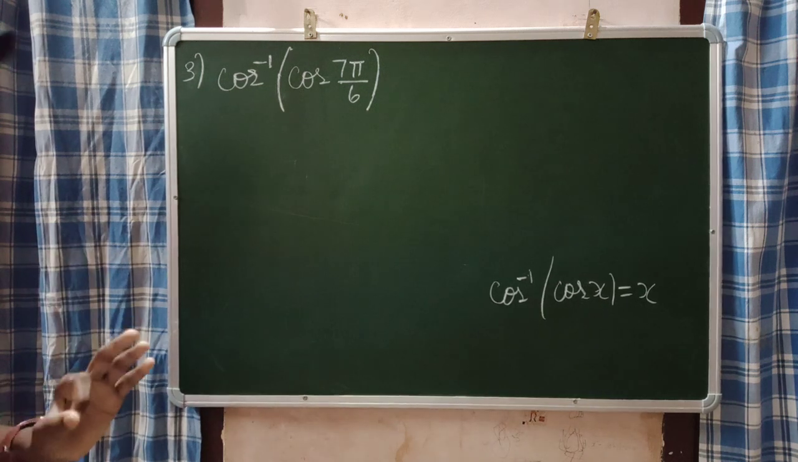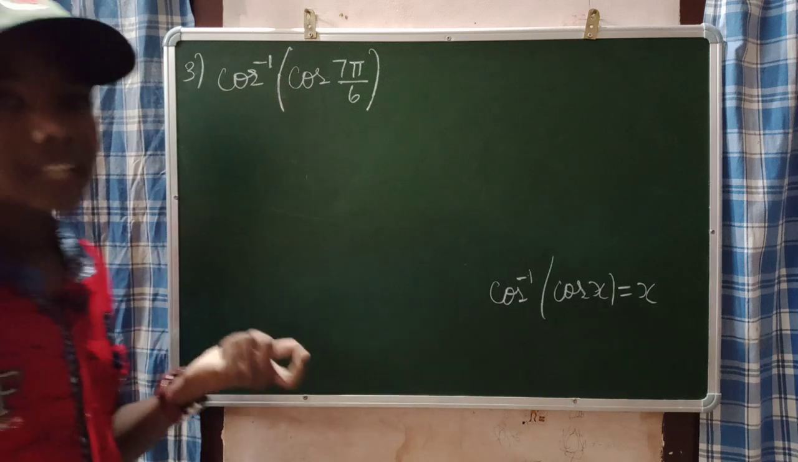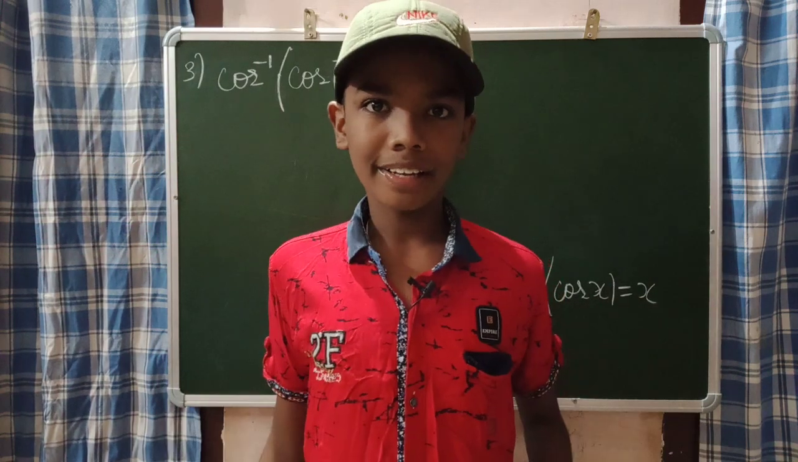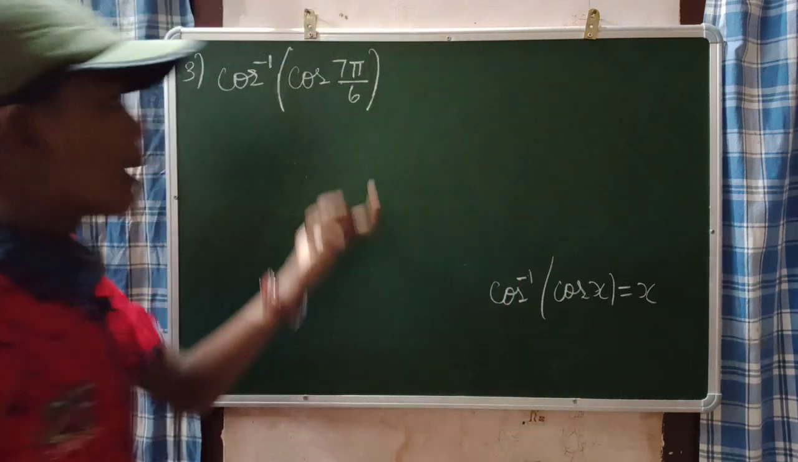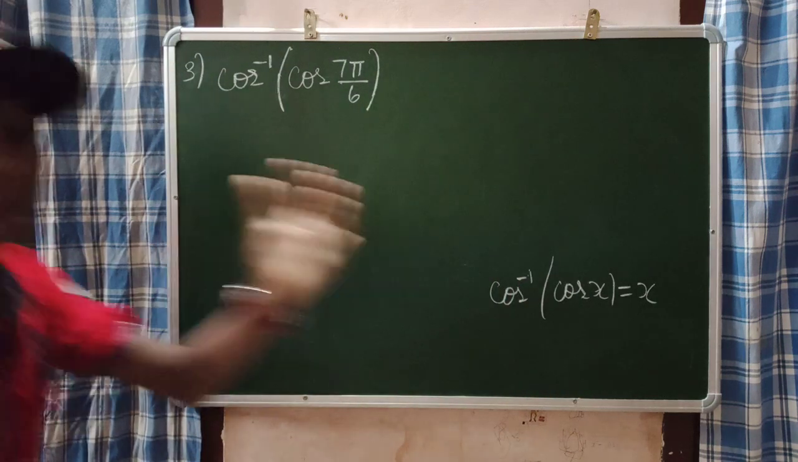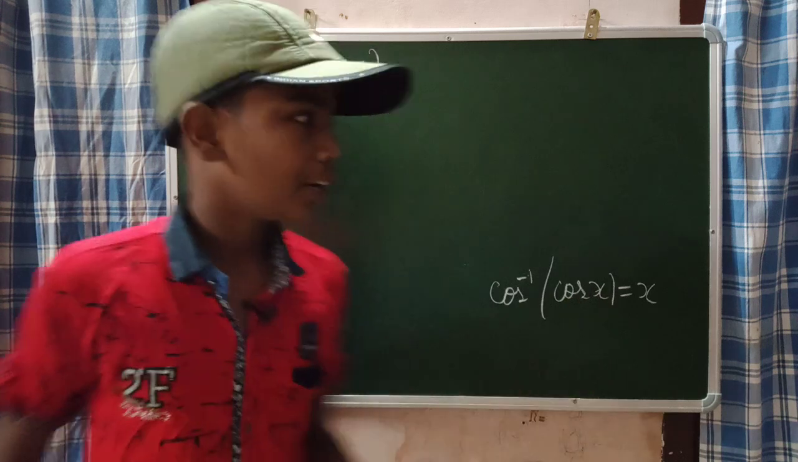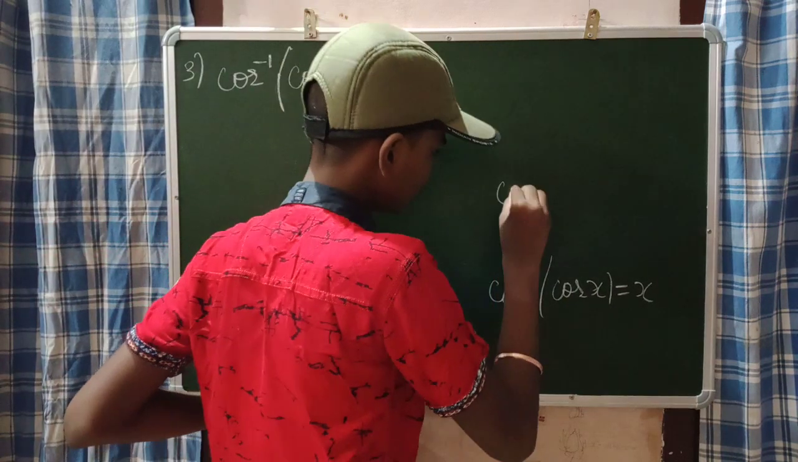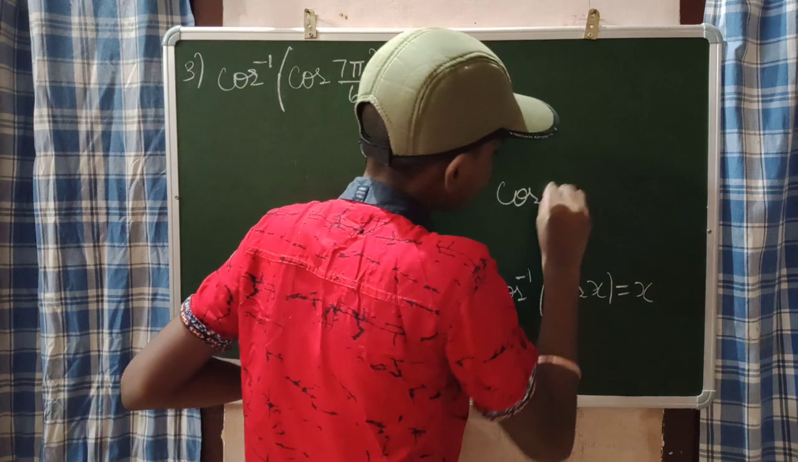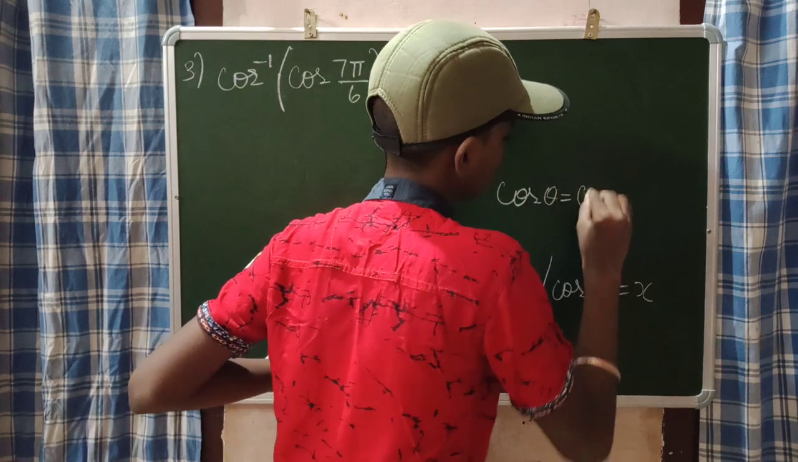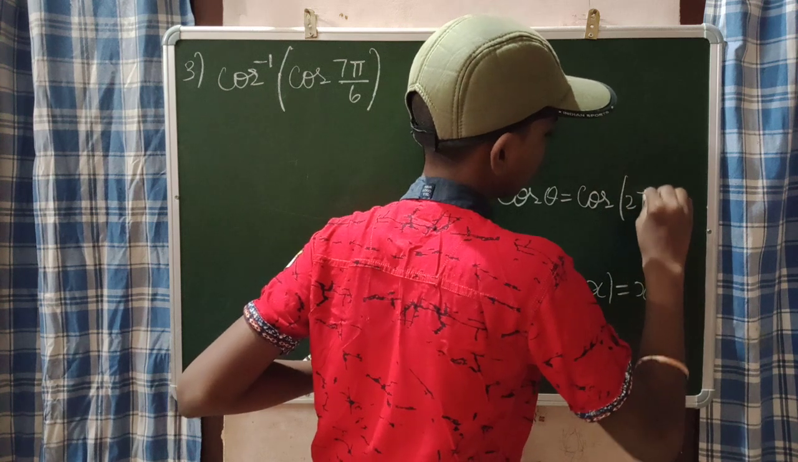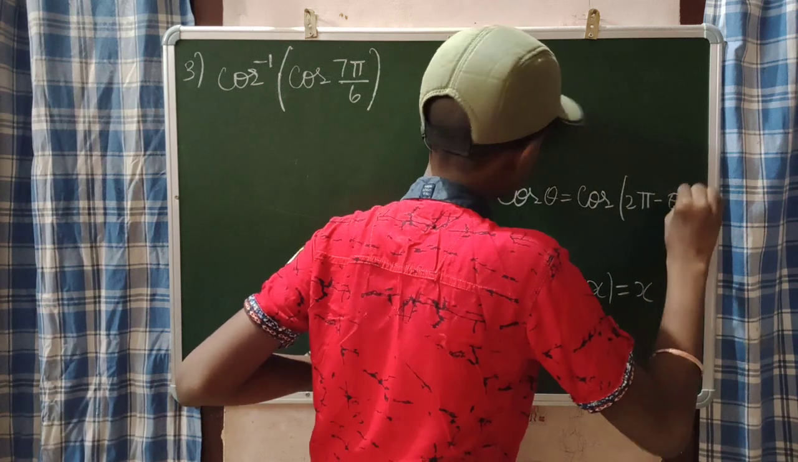Now, what you need to do is restrict this 7 pi by 6 to between 0 to pi using your trigonometry. That's what I'm going to do. How? As you guys know, cos theta can be written as cos of 2 pi minus theta, right? You guys know this formula, right?